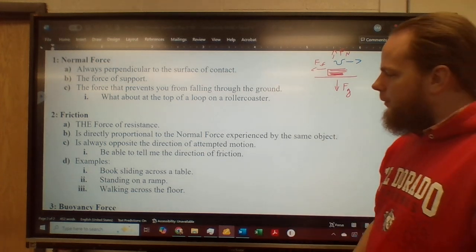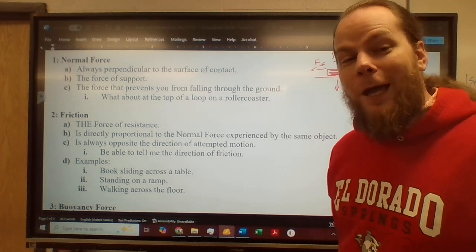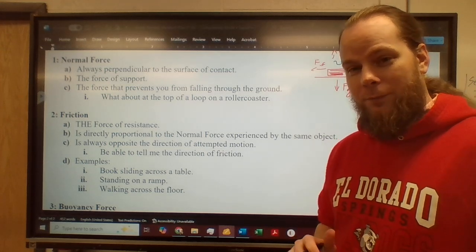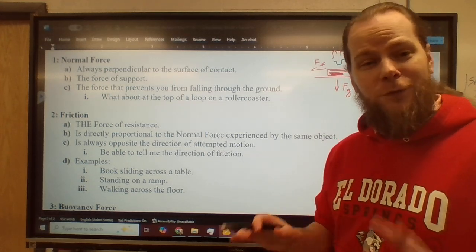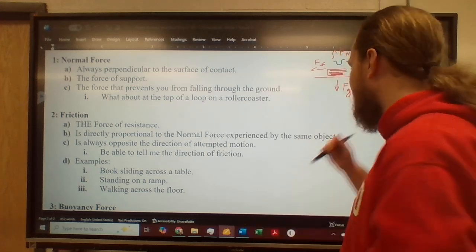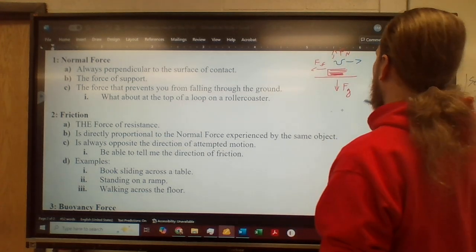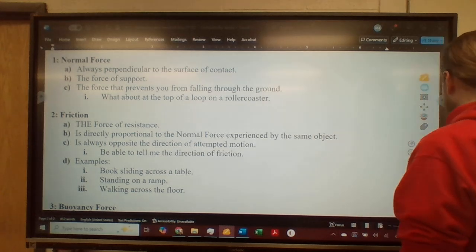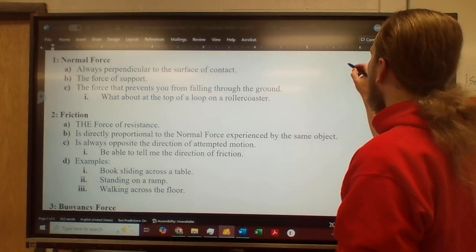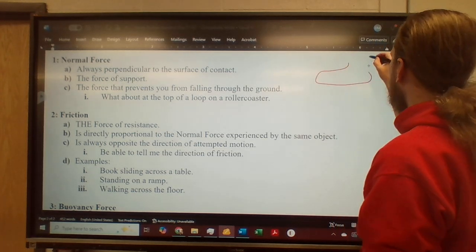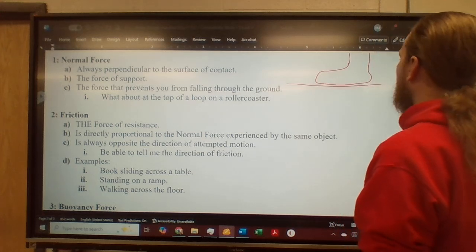Standing on a ramp, I already talked about that. Walking. Okay, walking is weird. And I know that sounds stupid, but walking is weird. Okay, so I'm going to try my best to draw this.